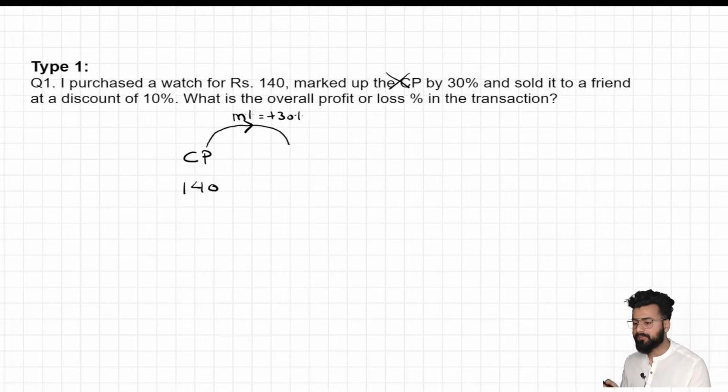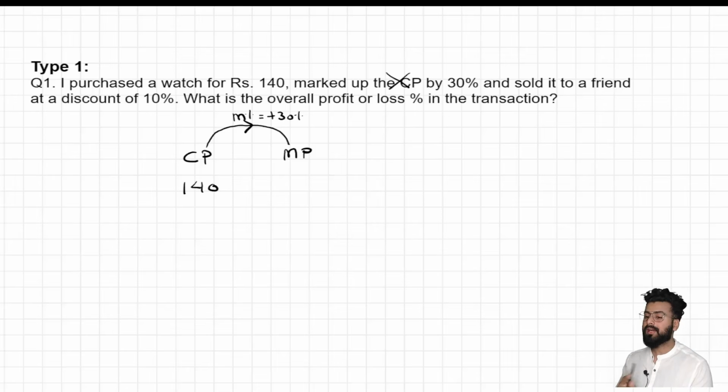मार्कअप का नेचर पॉजिटिव होता है, तो मेरे पास अब जो प्राइस आएगा वो डेफिनेटली 140 से तो ज्यादा ही होगा, और इस प्राइस को बोला जाता है मार्क्ड प्राइस या एमआरपी या लिस्ट प्राइस. All three are one of the same thing. I am using marked price, MP. अच्छा, then he applied a discount of 10% before selling it to a friend. अपने दोस्त को बेचने से पहले उसने क्या किया? He applied a discount of 10%.